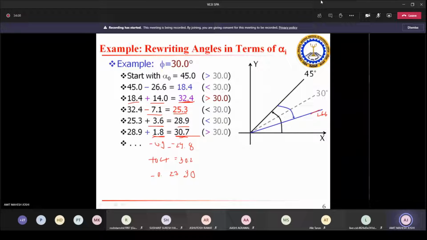Or in the simple case, if I want to apply some logic, then ultimately I am taking a difference of my present alpha value with the angle which is desired. So with that, if the difference is positive, next alpha will be negative. And if this difference is negative, then next alpha will be positive. Okay.